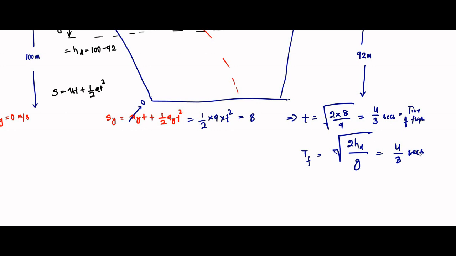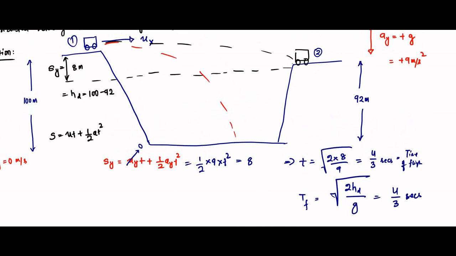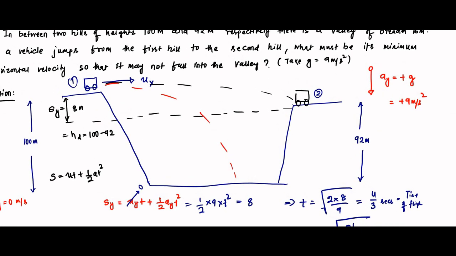Now here, in order for the vehicle to safely land on the second hill, the net horizontal distance covered by the vehicle should be greater than the breadth of the valley, which is equal to how much? 16 meters. The valley breadth is 16 meter.